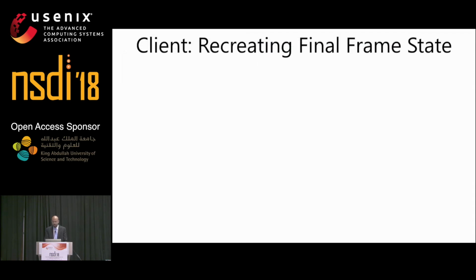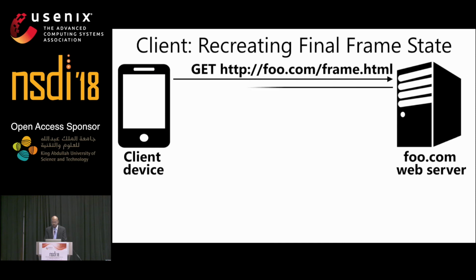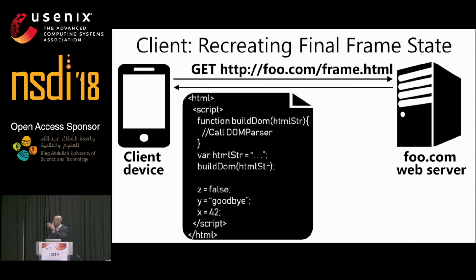So now let's see what happens when a client tries to actually fetch a frame from the server. We have the client on the left and the server on the right. The client's going to issue a request for the frame's HTML. The server parses the request and then returns a single HTML file to the client that contains a single script tag. So let's step through that.